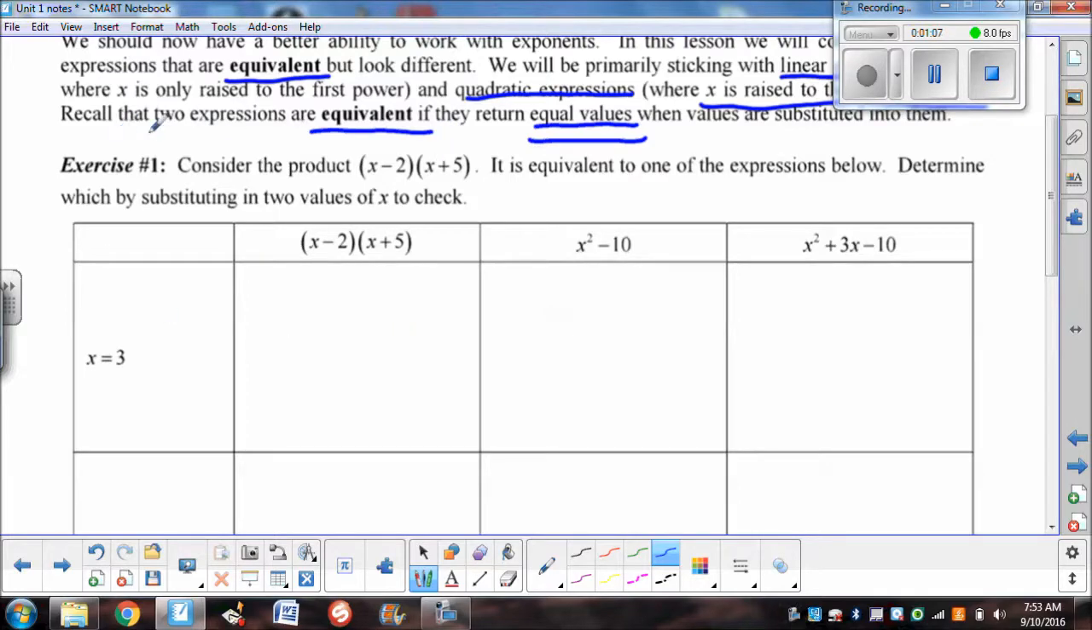According to this, two expressions are equivalent if they return equal values. So if we test x equals 3, we could pick any number, it just happened I picked x equals 3, and we do that substitution.